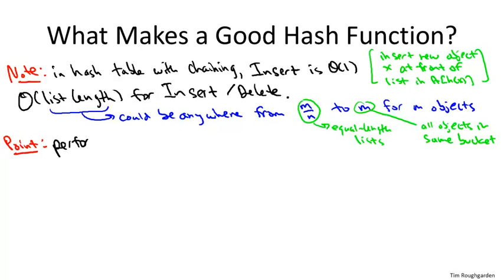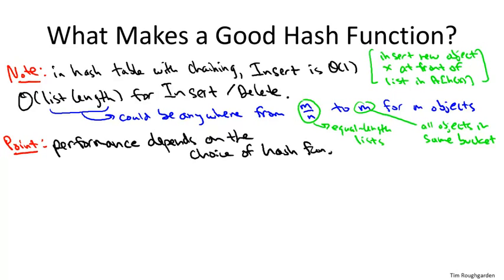And so the main point I'm trying to make here is that, first of all, at least with chaining, where the running time is governed by the list length, the running time depends crucially on the hash function, how well the hash function distributes the data across the different buckets.